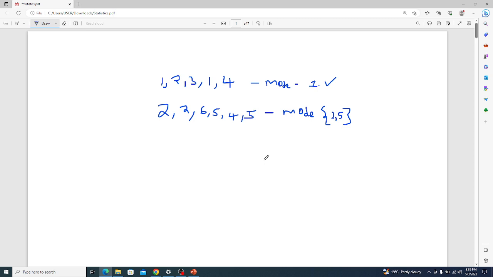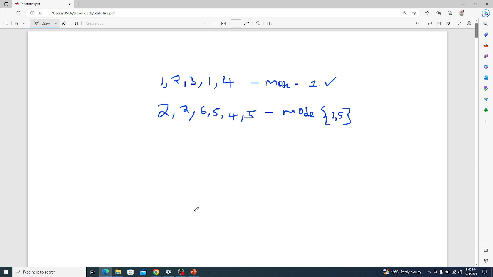Someone else? What is median? Yes, please. Median, I think, is the middle number in a data set when arranged in ascending order. Very correct. It's not a must to be in ascending order, but the arrangement is very important.